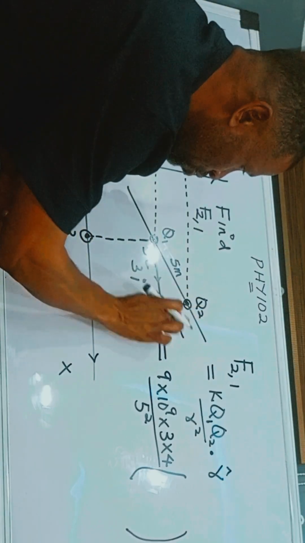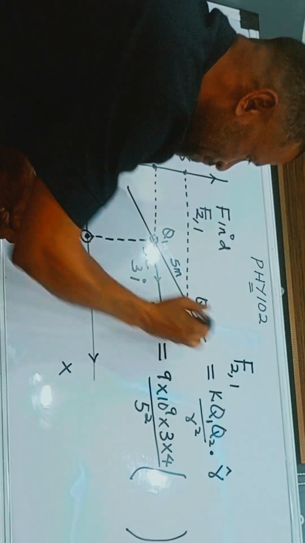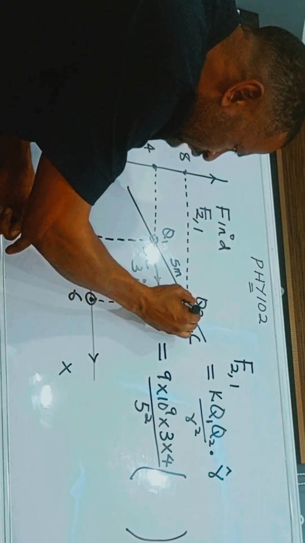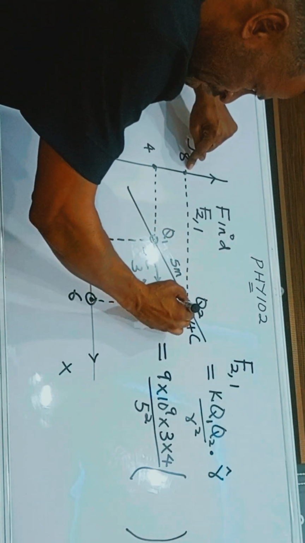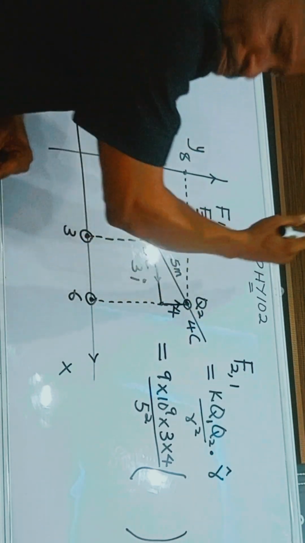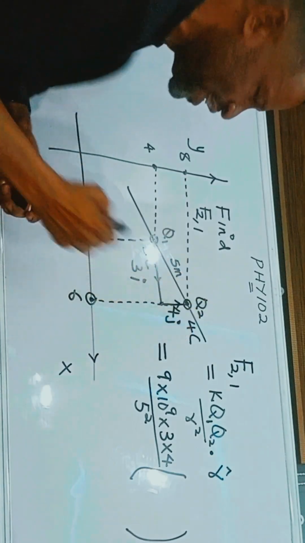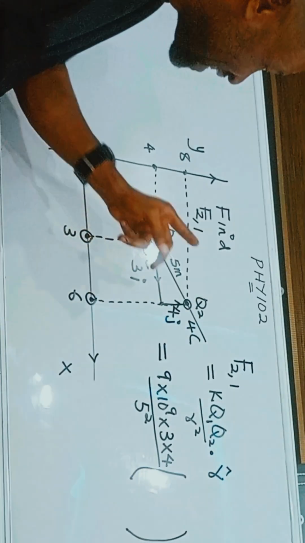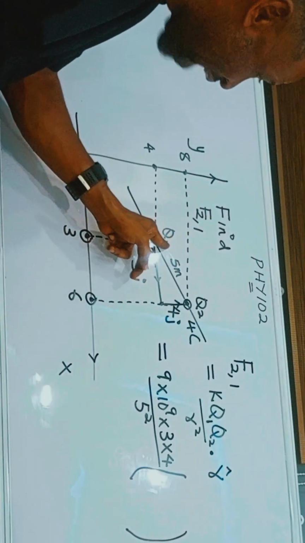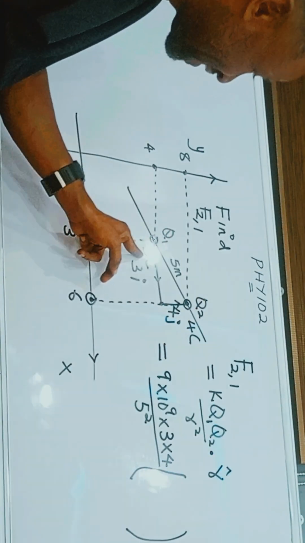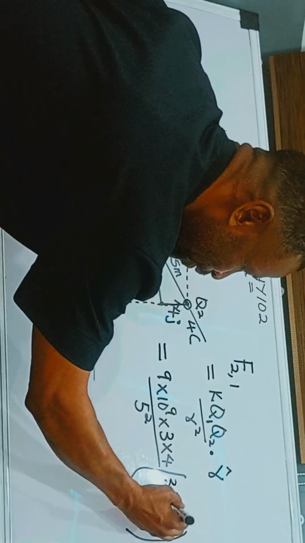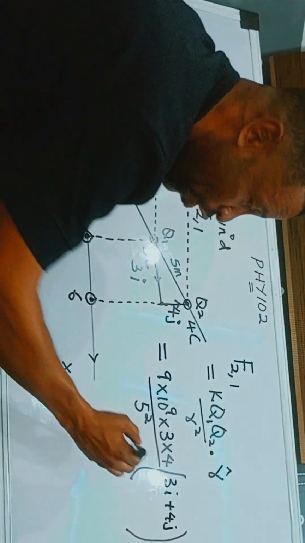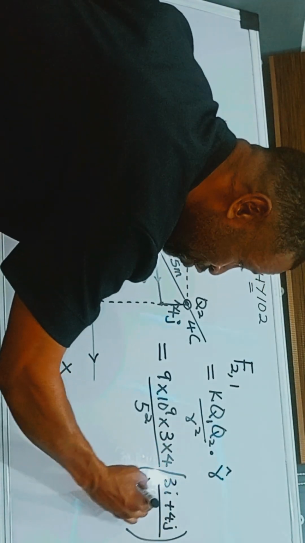Now, let me move this. This is 4 coulombs, remember? I will now move up from here to here. That is moving from 4 to 8, which is a displacement of 4 along the positive y-axis. So that is j. It means that the vector moving from 1 to 2 is 3i plus 4j. That is 3i plus 4j. That's the vector over the magnitude of that vector.